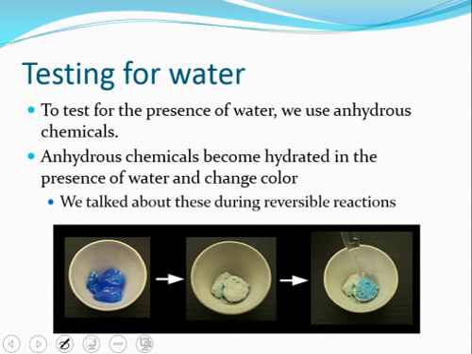Now, sometimes we need to test for the presence of water. In order to do that, we use what are called anhydrous chemicals. We talked about these during reversible reactions, and I just want to bring these back up. They change color depending on if there's water present or not.